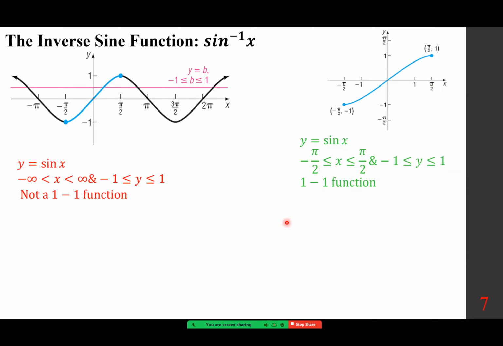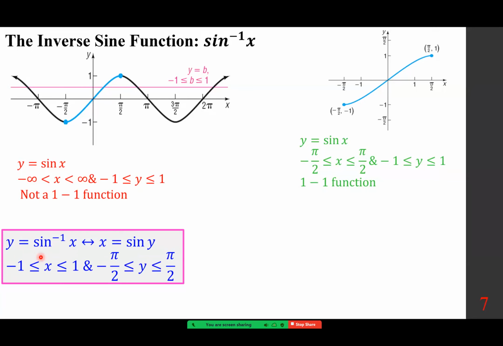So y equals sine inverse of x. By definition of inverse function, x equals sine y. X is between -1 and 1. Y is between minus pi over 2 and pi over 2. So for the inverse function, we reverse the domain and range. Notice the domain becomes the range, and the range becomes the domain.